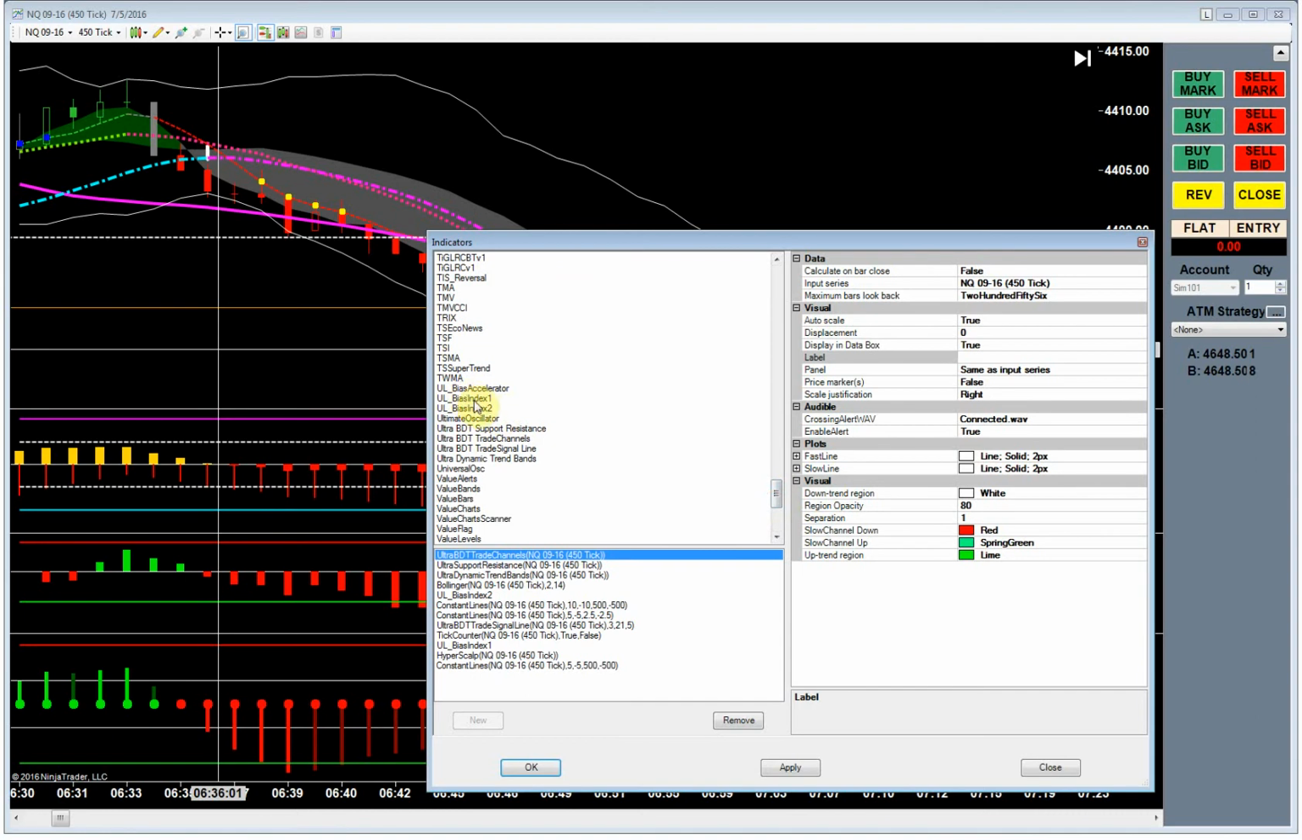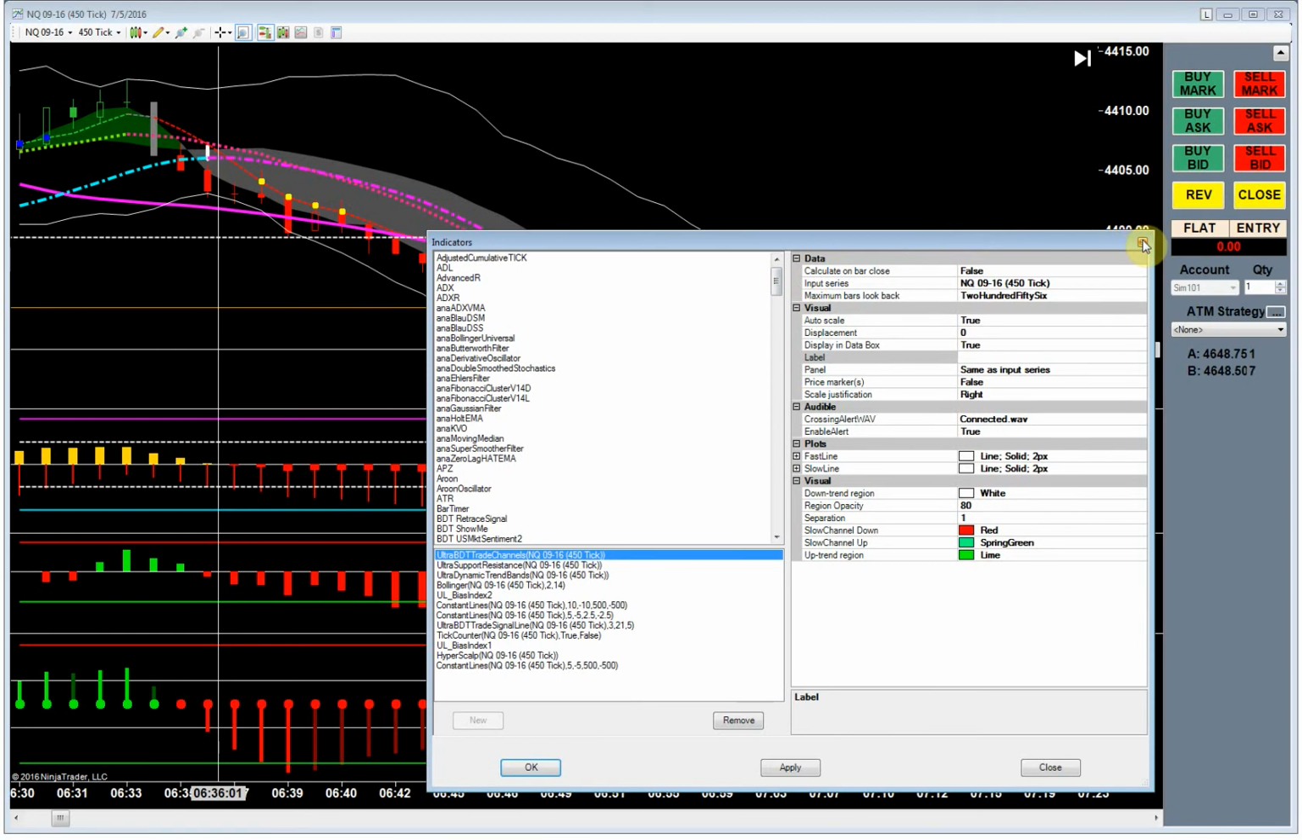Under the U section, Ultra, is our Boomerang indicators: the UL bias accelerator, bias index 1, 2, the Ultra Boomerang support and resistance, the trade channels, trade signal line, and the trend bands. I'm going to go over those with you today. Not all of them, but the very specific ones that we send you that I think are key for trading with Boomerang.